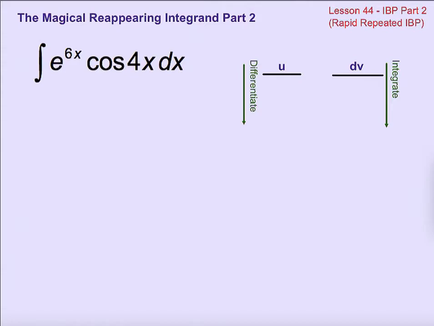Truth is, it doesn't really matter which one we use here. It'll turn out the same either way. But I'll put my e to the 6x as my u. And so my dv will be the cosine of 4x. And again, with the rapid repeated integration by parts, we can skip the dx here. And I'll just differentiate down, 6e to the 6x. And I'll integrate the cosine of 4x.